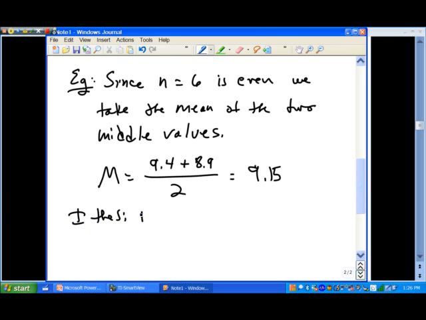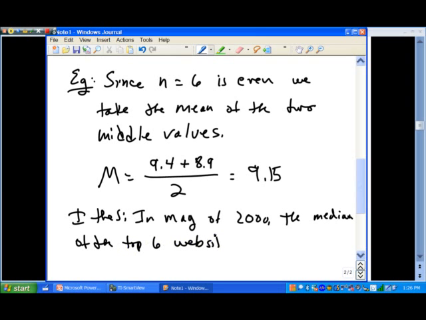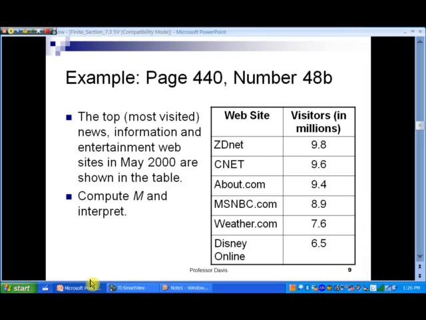So this means that in May of 2000, the median of the top 6 websites was 9.15 million visitors. All right, so that's the median. Very good for this idea if we have outliers involved. The median is a really good measure of centrality.